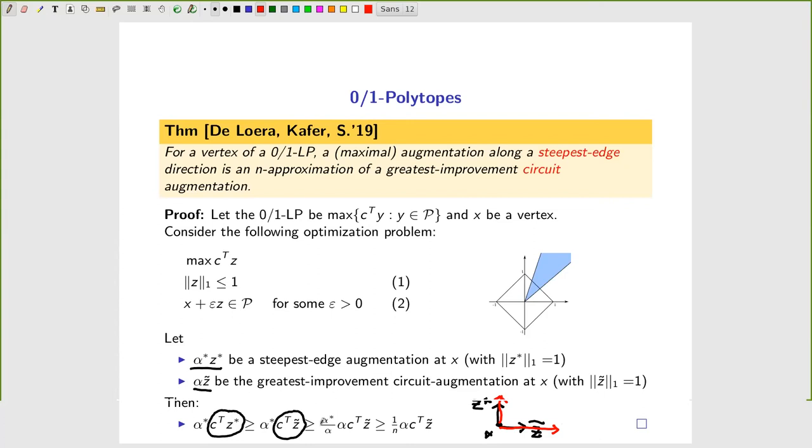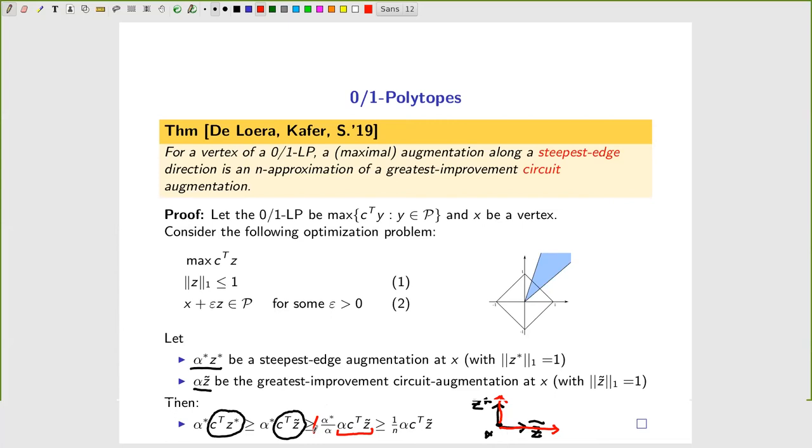So then the question: if we replace alpha star with alpha star over alpha, which is how much you would move according to Z tilde multiplied by alpha, this now becomes the greatest improvement circuit augmentation. And the question is, if instead we move according to Z star with alpha, how much is this factor? This is actually the factor that you are losing if you select Z star instead of Z tilde, because they both have norm one at the moment. So in terms of cost, Z star would be better, but Z tilde probably makes you go farther with respect to Z star. And this farther is expressed by alpha and alpha star. So how much is this quantity?